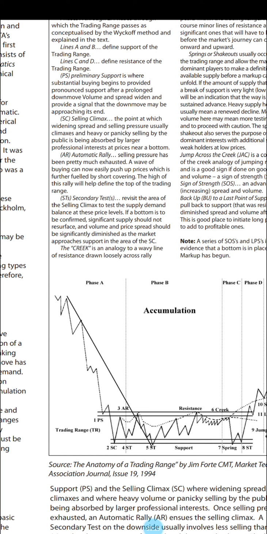And then we got secondary tests. Revisit the area of the selling climax to test the supply-demand balance at these price levels. This guy was really massaging the charts with this terminology. Supply should not resurface and volume and price spread should be significantly diminished as the market approaches support in the area of the SC. The creek is an analogy.